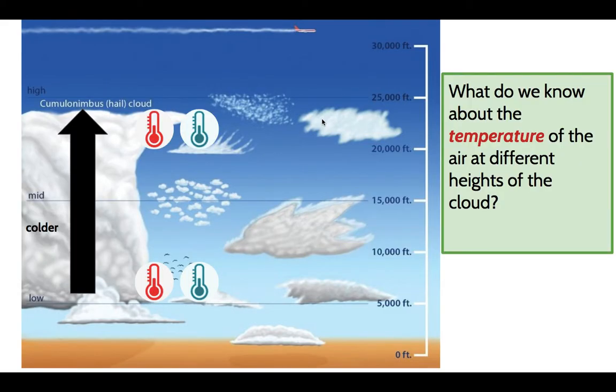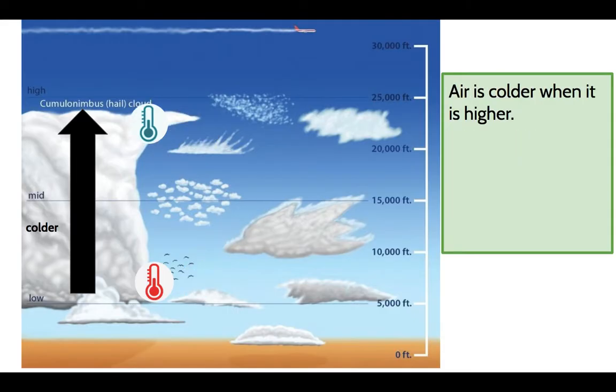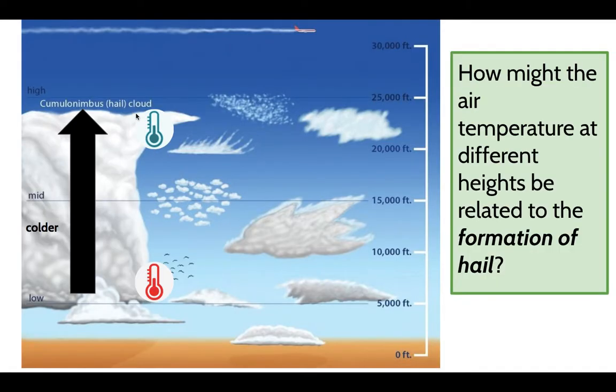What do we know about the temperature of the air at different heights? We know that air is colder when it's higher. How might the air temperature at different heights be related to the formation of hail? You might be thinking that hail is frozen water, so it has to be very cold in order to be formed.